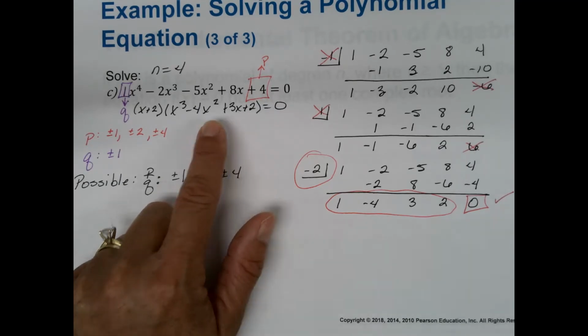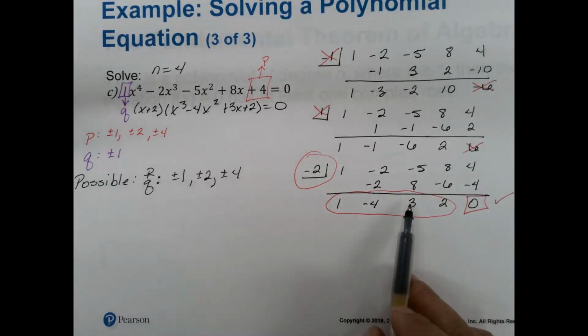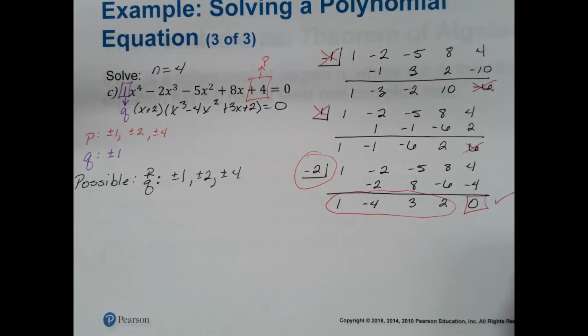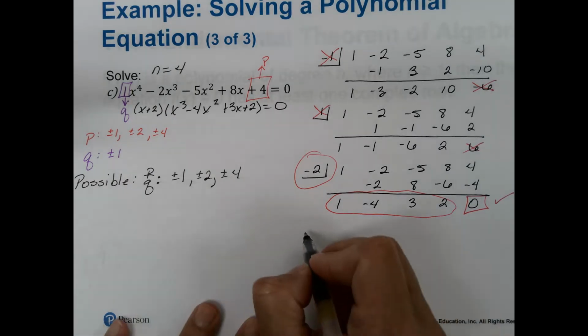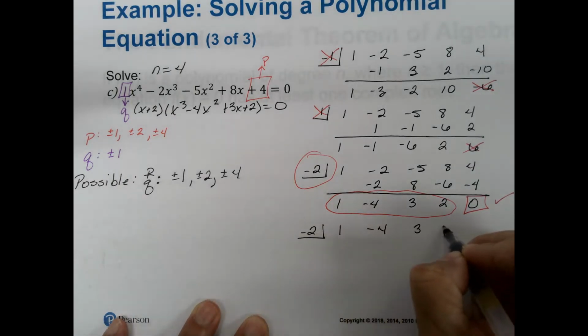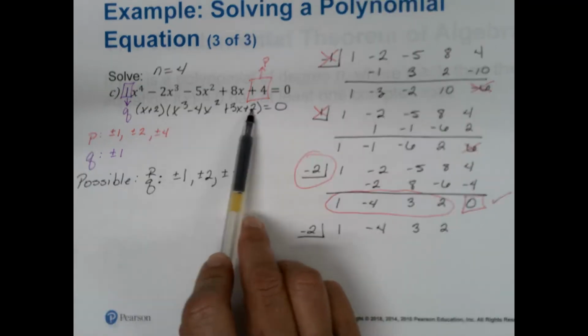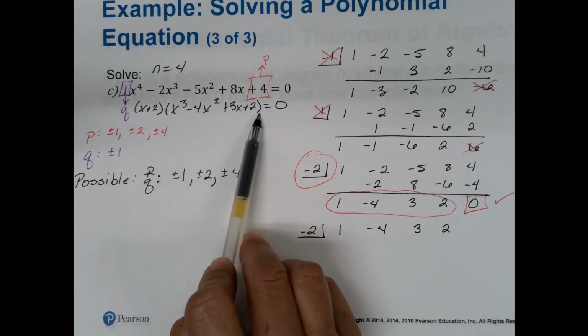Okay? So now I'm going to use these coefficients, and I'm going to keep going. Remember, you can have a repeated root, so let's go ahead and try negative 2 on these coefficients. You don't need the 0, because that was the remainder. Now I'm seeing, is negative 2 a 0 of this cubic polynomial?